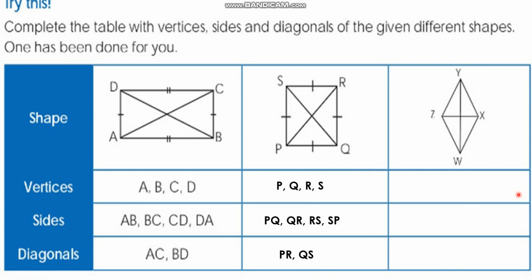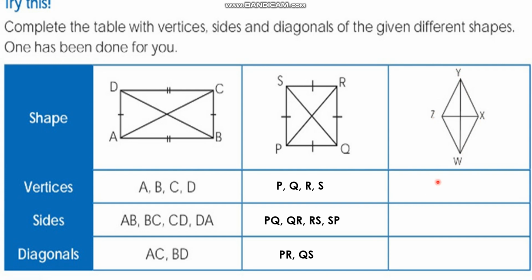Okay. Now look at the next figure. It's a little bit slanting, but this is a square. Okay. So look at it carefully. It has four, it looks like a square, isn't it? It has four sides, okay, and four corners. Okay, so we can write the vertices of this shape. So which are the vertices? Here it is W, X, Y and Z. So which are the vertices? W, X, Y and Z.